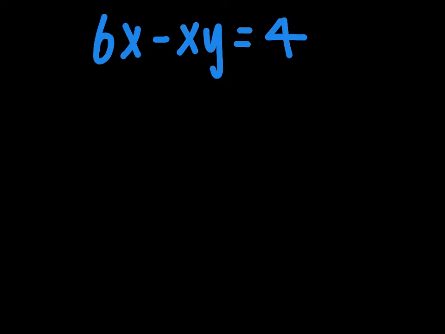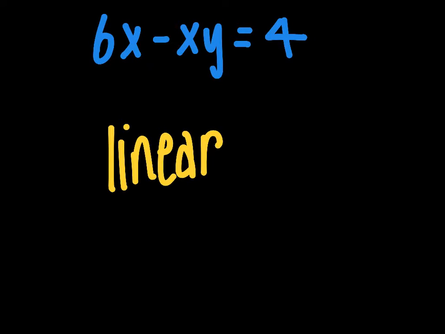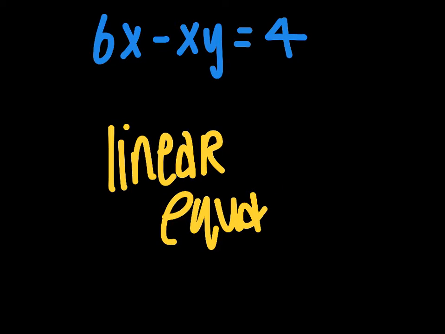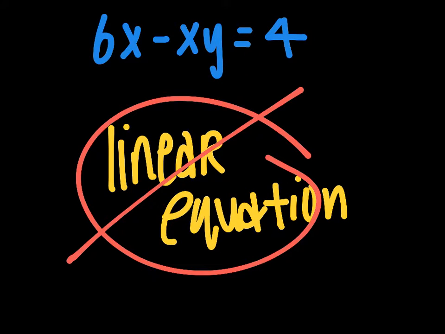Now, 6x minus xy equals 4. So right when we look at this, we can see that one of the terms has two variables right here. So the equation cannot be written in the form ax plus by equals c because of these two variables. So therefore, this is not a linear equation. So I'm going to write linear equation and then be like, nope, it's not a linear equation.